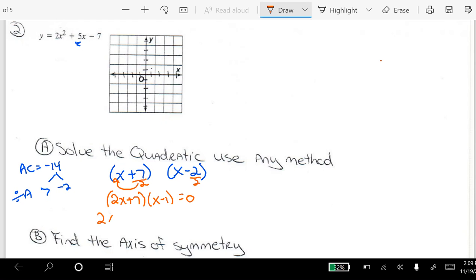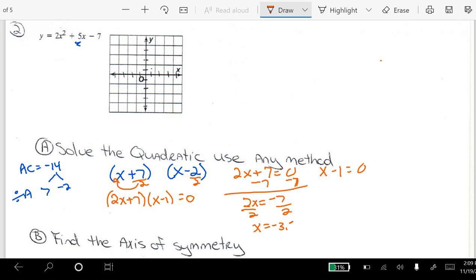Then I do my 2 equations. It's going to be 2x plus 7 equals 0, and x minus 1 equals 0. Minus 7. I get 2x equals negative 7. I get x equals negative 3.5. And then for this one, I add 1. I get x equals 1. So these are my 2 solutions.